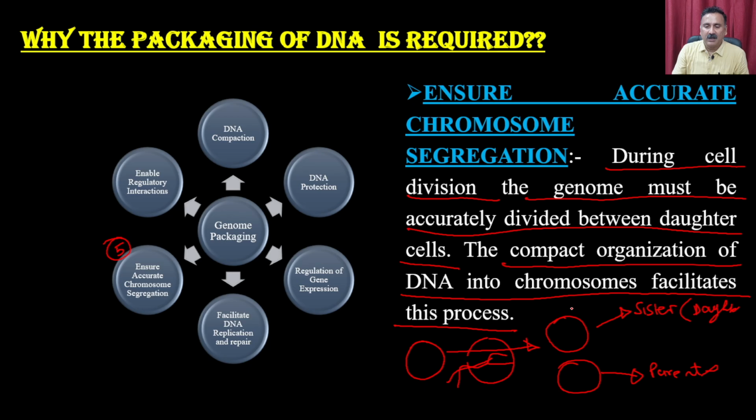That's why the DNA is actually going to be packed into packets. So you will take one packet for yourself, and then you are going to give one packet to the daughter cell, and that's how there will be an equal division of the genetic material between the two daughter cells.